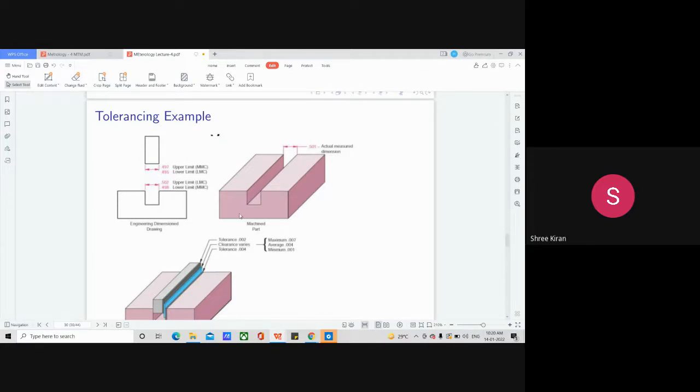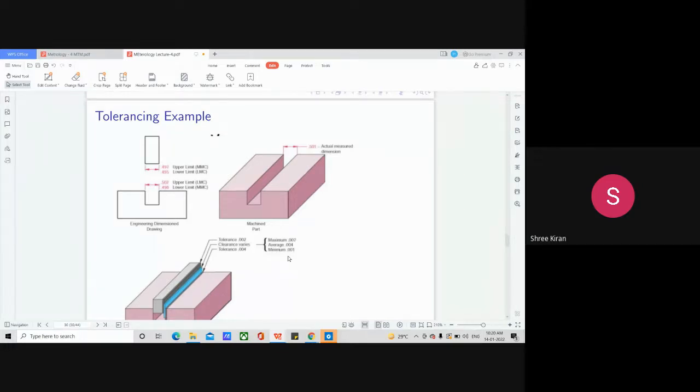This is the machine part. The actual dimension measured is 50.1. This is the part which you are going to enter. Here we have a tolerance of 0.002 and clearance of 0.04. Here we have a maximum of 0.007, an average of 0.004 and a minimum of 0.001. So this gives a tolerancing example.